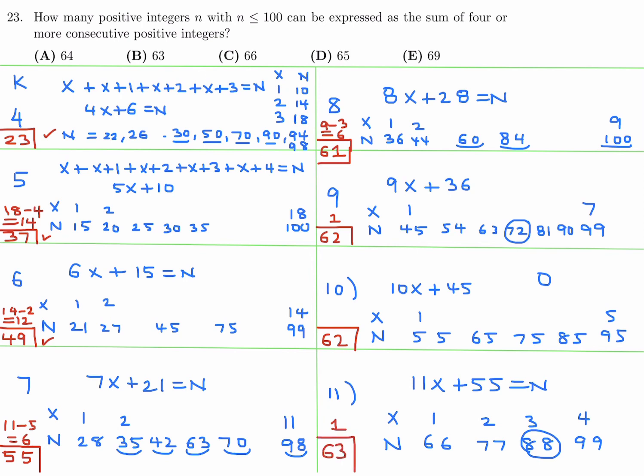And the good news is, for the other ones, that's it. You won't get any more unique ones. And you can try those on your own when the number of consecutive numbers is 12 and 13. All right, so in a very painstaking way, we got the answer. Number 23 is 63, which is choice B.